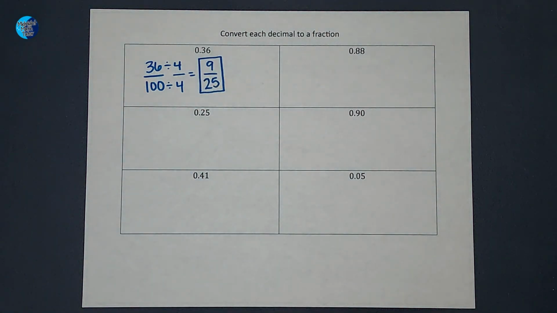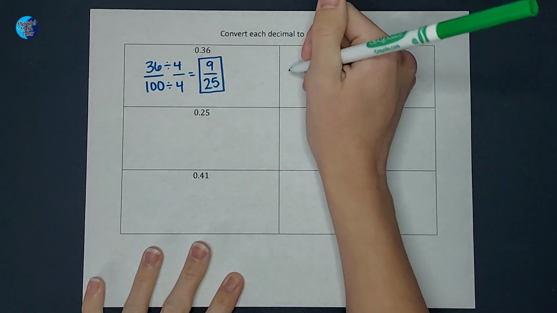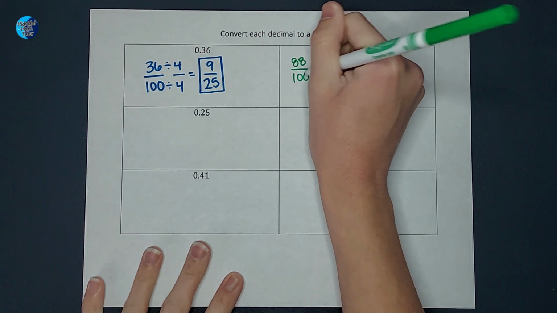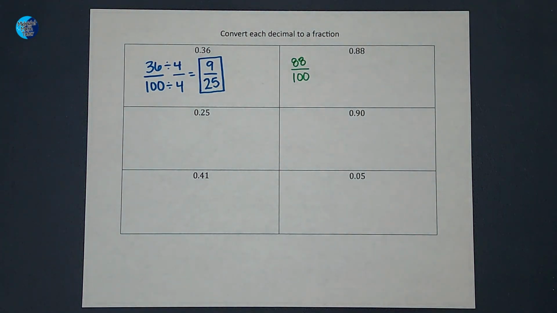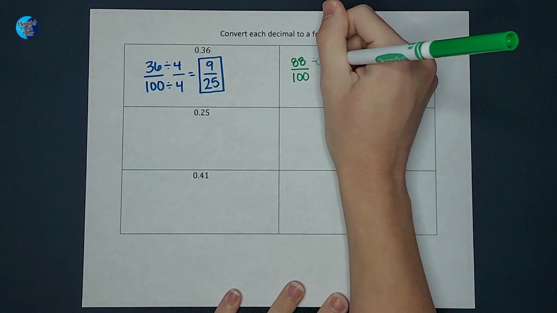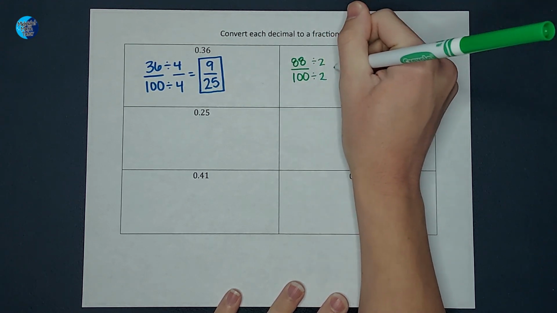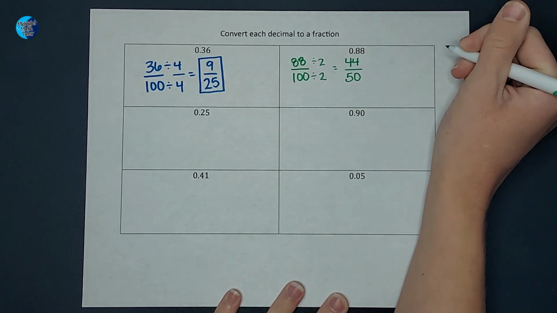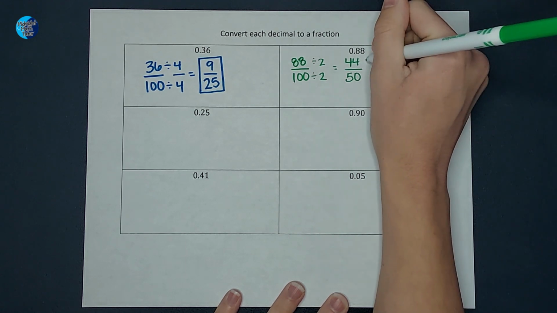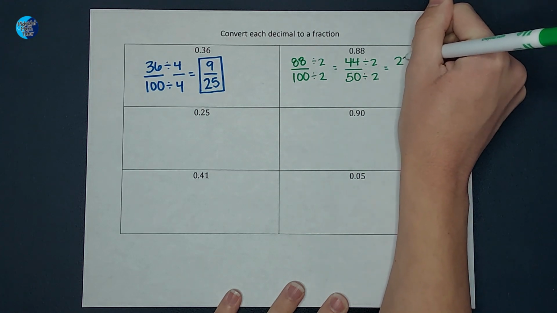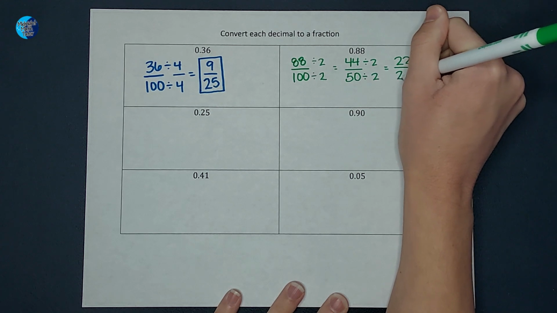All right, let's look at 0.88, or again, how we would say it technically would be 88 hundredths. And there is that fraction. If I wanted to simplify that, what I would probably do is I would notice, oh, these are both even. I can cut them both in half. So divide by 2 on top and bottom, and I get 44 over 50. Am I done? No, those can also both be cut in half. So I'm going to divide by 2 on top and bottom again, and I end up with 22 over 25.